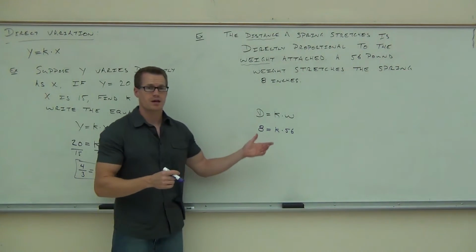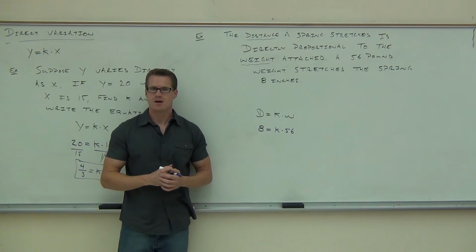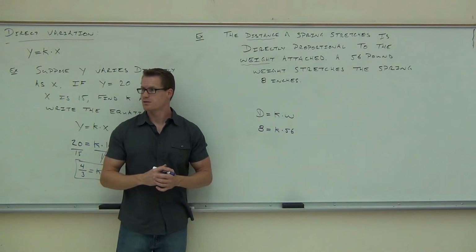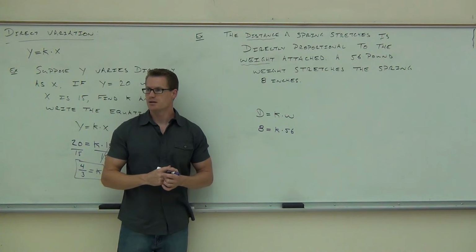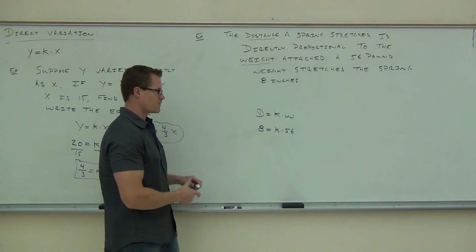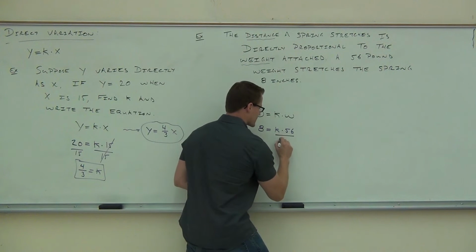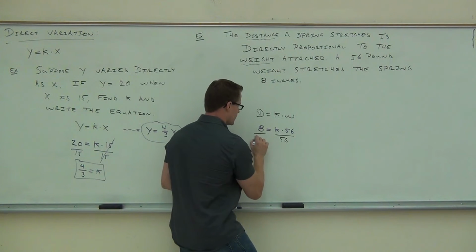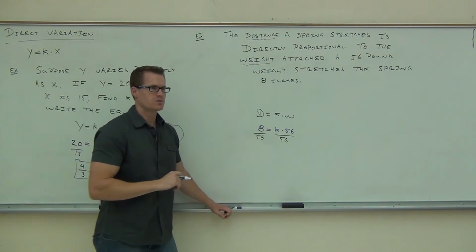What do we need to do to solve for k? Divide by what? 8 or 56? Look where your k's at. We need to get k by itself. What's attached to the k? Okay, so we're divided by 56 in our case. Wait a second. 8 over 56, is that even possible?